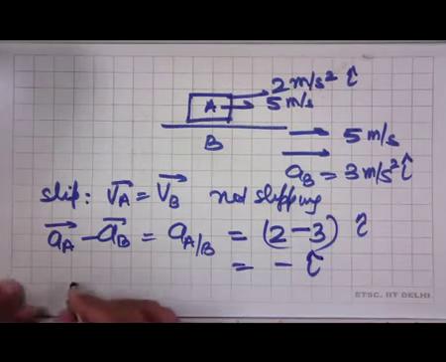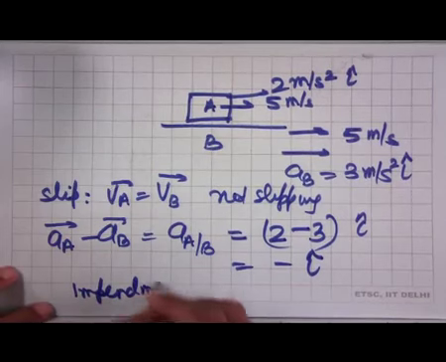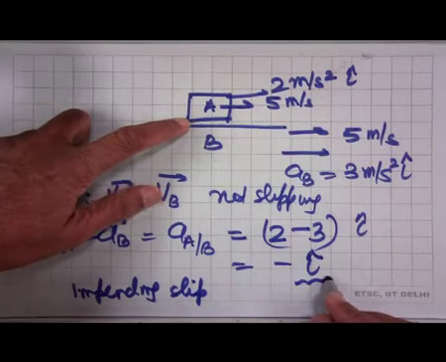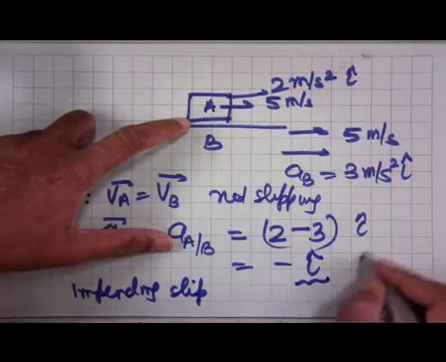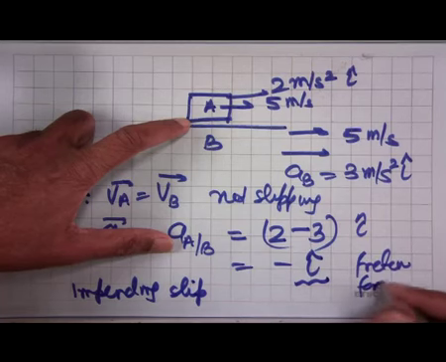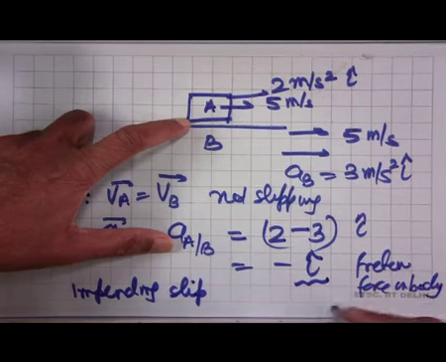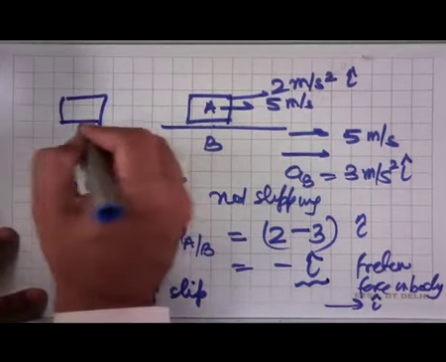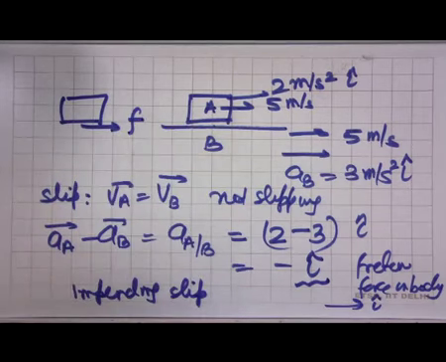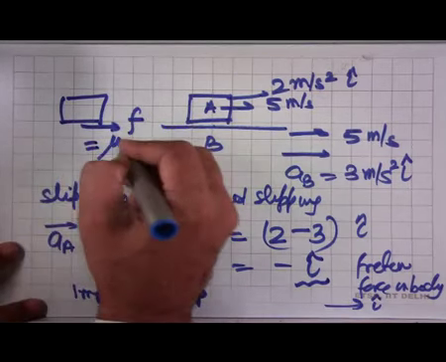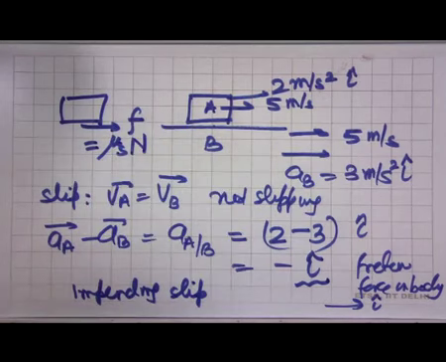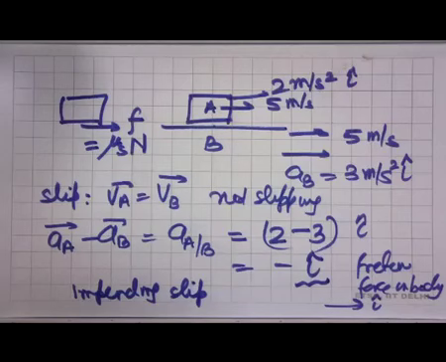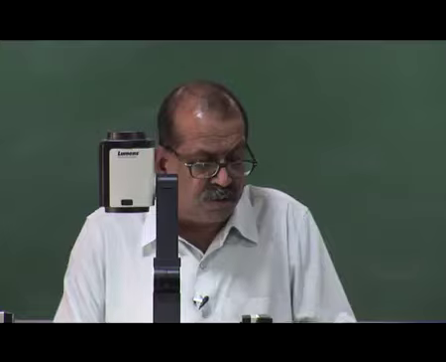So, that means we have a case of impending slip, and the direction of impending slip on body A is in the minus I direction. So, therefore, the friction force on body A will be in the plus I direction. So, friction force, when I draw body A, the friction force will be in the plus I direction, and this will be equal to mu s times N, because this is a case of impending slip. So, these sort of considerations we have to keep in mind when we solve problems of friction.